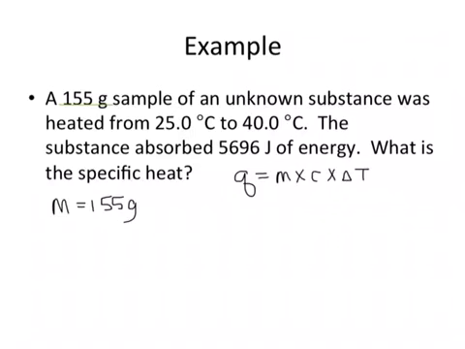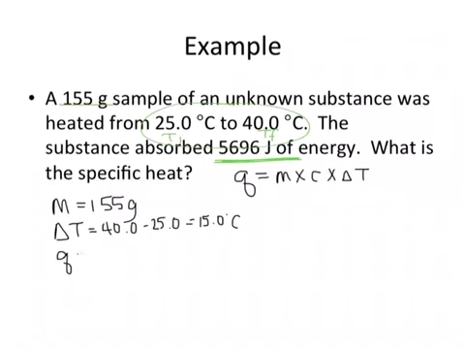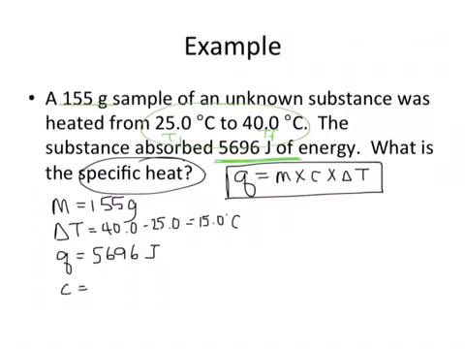We know that the delta T is the final minus initial temperature. So this is your T final and this is your T initial. So we're going to take 40 minus 25, and that will give us 15 degrees Celsius. And then they give us joules of energy, and so that would represent your Q. Now that you have determined the known amounts, you can see they're asking you for specific heat, which is C.